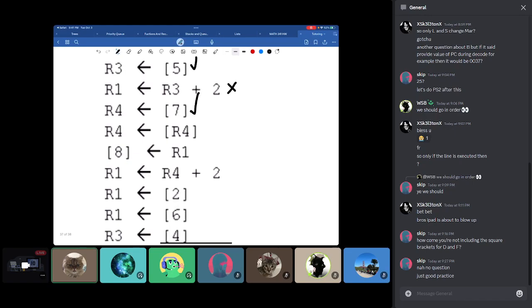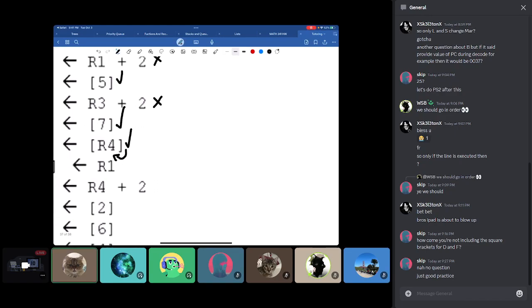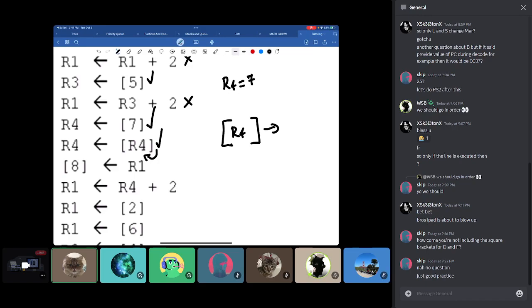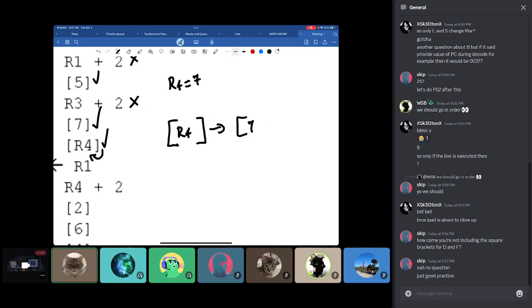From here, we have another load type, but it has address [R4]. So remember that when we have a register and we put brackets around it, we're referencing the number inside the register, right? So let's say register R4 contains the value 7. If we're doing [R4], that is saying we are doing address 7.